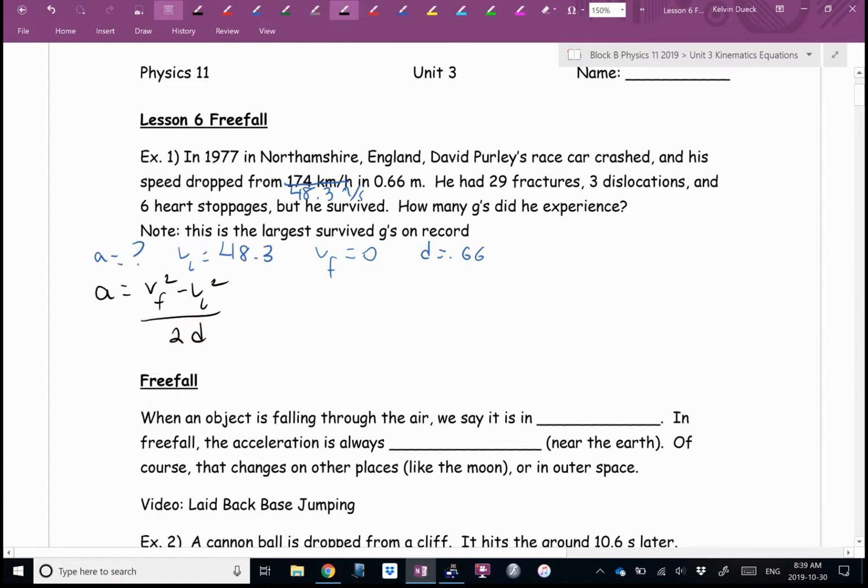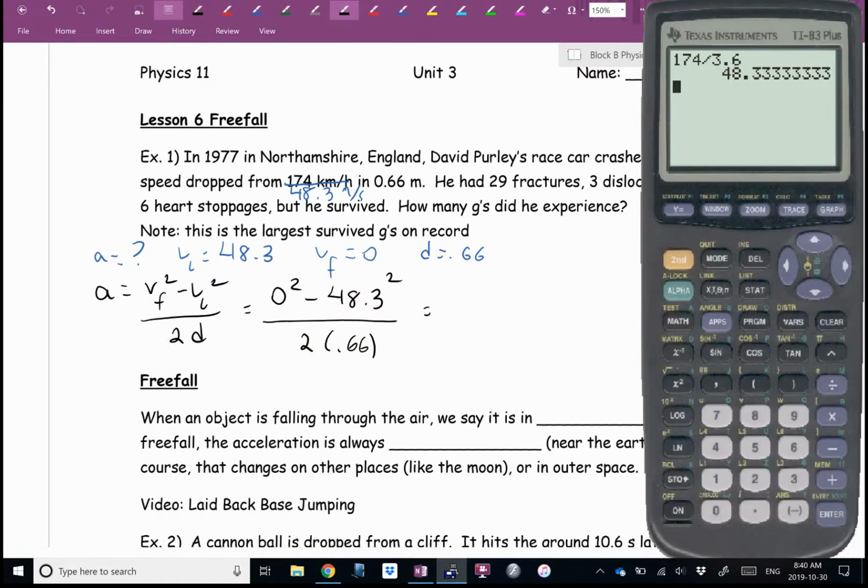VF is 0, so I guess I could have just said 0 squared, or I could have just said negative VI squared, but usually I'll keep the algebraic version going for this one. So it's going to be 0 squared minus, I'm going to write 48.3, but I'm going to use my answer button, and this is the day you all want to figure out where your answer button is. Most of you, your answer button is either second function equals or second function right next to the equals. Or if you're a TI, it might be alpha button equals. Or a Sharp might be alpha equals. You want to figure out where your answer button is.